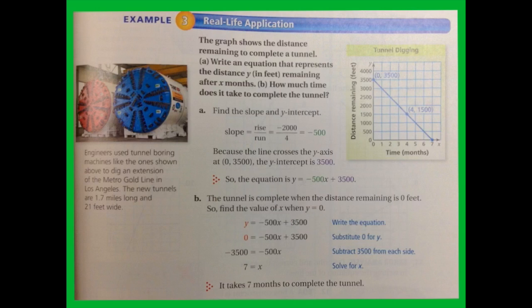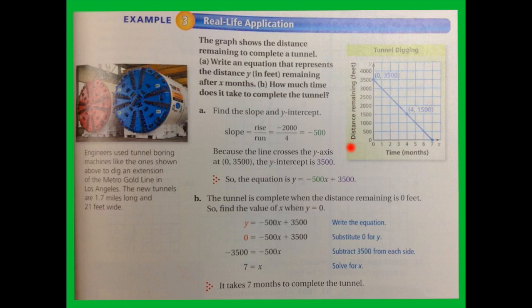Let's take a look at this real-life application. Following here, this is in your book, the graph shows the distance remaining to complete a tunnel. And you can see some information on the side. It's always important to pay attention to what the pictures and the words below a picture say. Engineers using tunnel boring machines like the one shown above dig an extension of the Metro Gold Line in Los Angeles. The new tunnels are 1.7 miles long and 21 feet wide. Pretty cool machine. Finding the slope, you can see in this graph the information denoted by the labels.